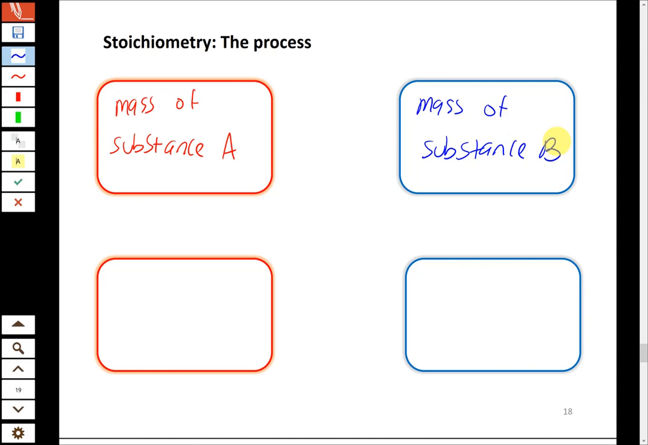And we figure out, okay, we have this much mass of substance A that's involved in the reaction. How much mass of substance B would be involved in that same reaction? But we should recognize that there's no direct conversion between these because chemical equations are not written in terms of mass, they're written in terms of moles. So the process we usually follow then is we're going to use the molar mass of A, which I'll abbreviate as MW, to convert the mass of A into the moles.